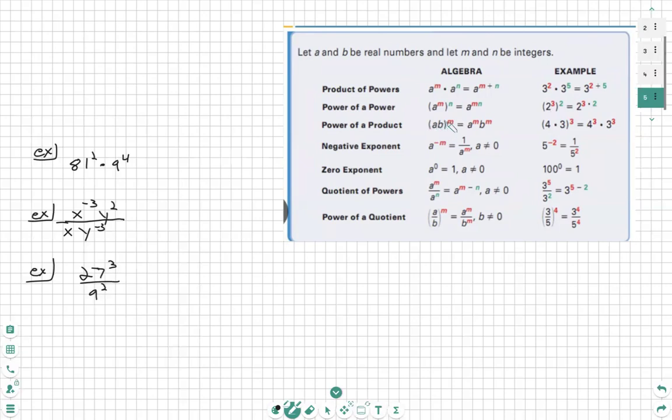Now we can also distribute our exponent to everything inside of a parentheses. So you can see 4 times 3 to the power of 3. That 3 applies to both the 4 and the 3.